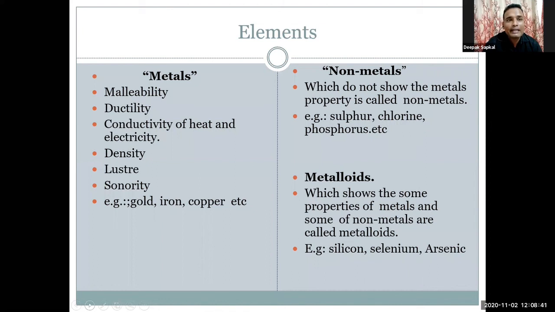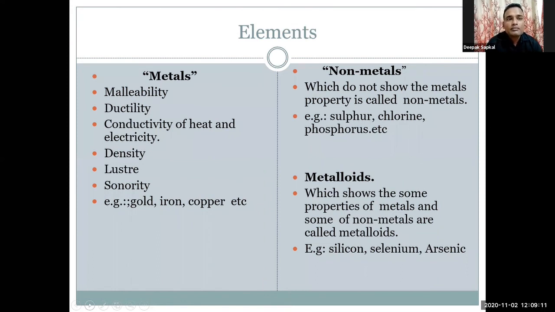Now, conductivity of heat and electricity. Metals have the capacity to conduct heat or electricity from one place to another. Density: there are simple examples of density. How many people are living in your house is the density of that house. How much water is in that glass is the density of that glass. So density is like that.